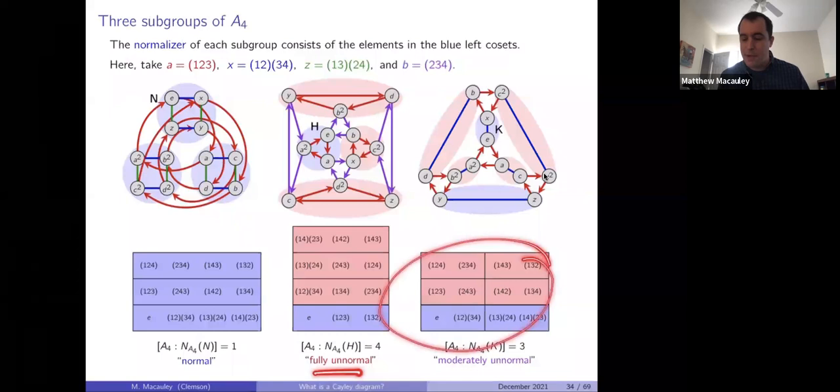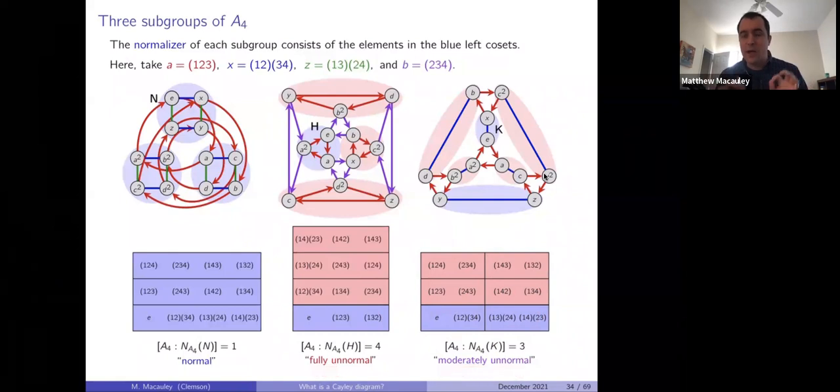And over here, it's sort of in between. You've got these 6 cosets, 2 of them are blue, more than the minimum, but less than the maximum. So I call this moderately unnormal. And I can talk to you later about why I think these terms are really nice to have. I use them in Sylow theory and many times throughout the course.